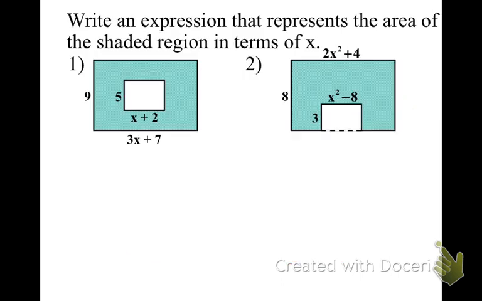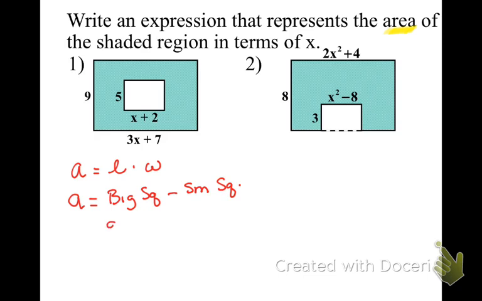All right, so let's do some word problems. Write the expression that represents the area of the shaded region. If we're looking for area, they mention the word area, the formula is area equals length times width. We always go with the bigger square. Really, the area is going to be equal to the big square minus the area of the small square.